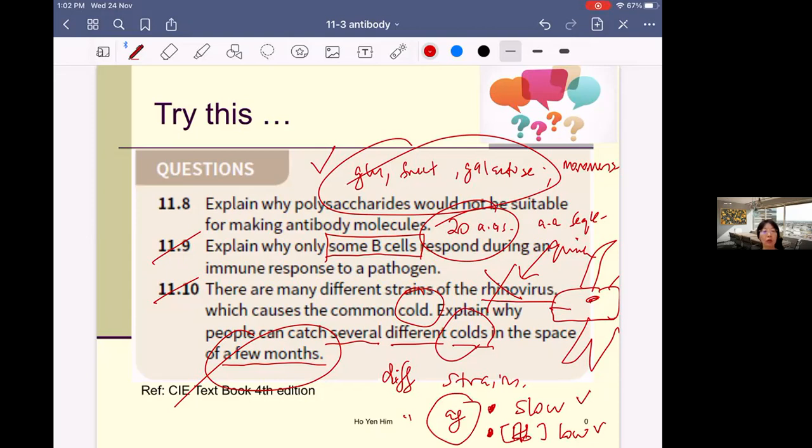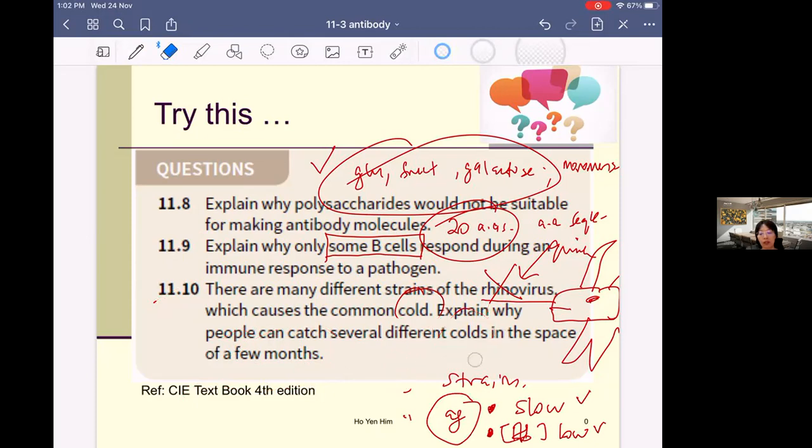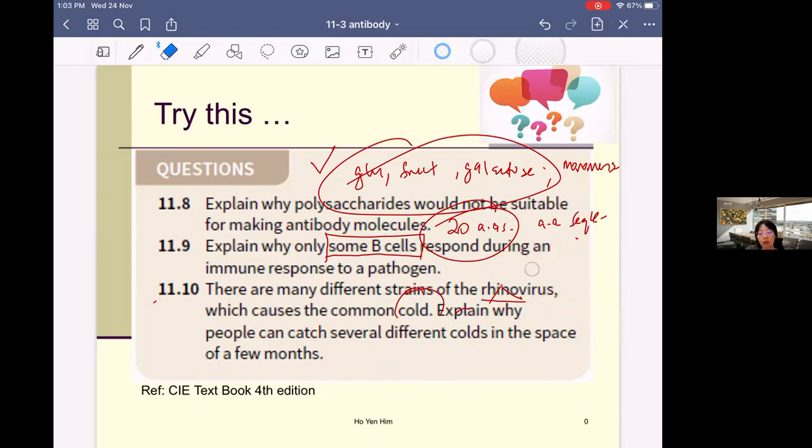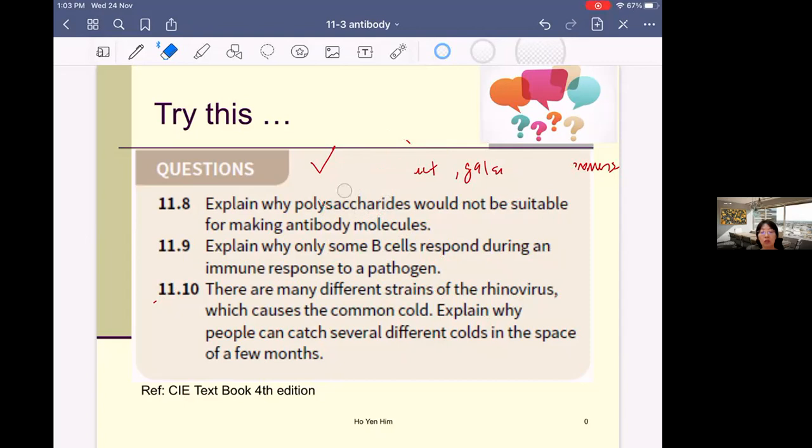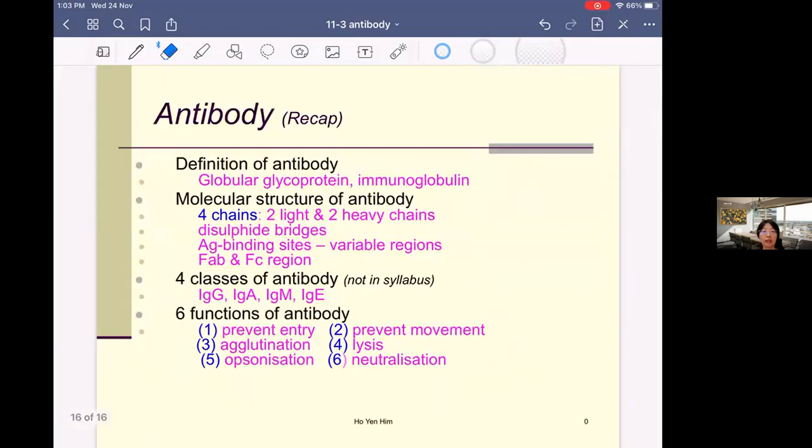Okay, so can you see that the questions in your textbook are really good because they bring you to think further and deeper. When you try out this question, it will prepare you to answer those higher order thinking questions, especially for those of you who want to score A star. This is the place to look at questions to train yourself to think deeper so that you are able to answer all the higher order thinking questions in the exam. All right, so let's recap what we have learned in today's lesson.